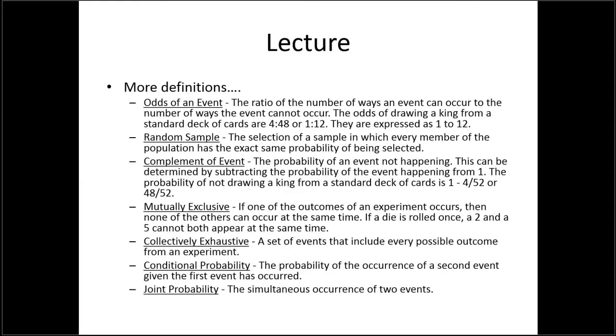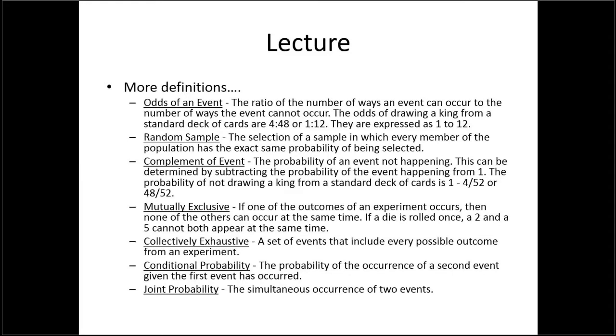Random sample is basically a sample where every member has the same probability of being selected. It's basically a fair deck of cards, a fair coin, anything where all the outcomes have the same chance of occurring. A complement of an event is the opposite of an event. So if you have a 4 out of 52 chance of getting something, the complement of that would be 48 out of 52. So it's always 1 minus the probability that gives you the complement.